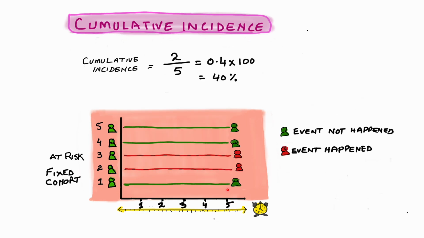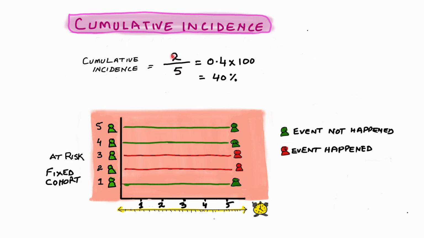In this example, 2 individuals developed a nosocomial infection, so the numerator is 2. The denominator is 5, representing the disease-free individuals who were at risk at the beginning of the study. Therefore, cumulative incidence is 2 divided by 5, which is 0.4 or 40%. This means that the risk of developing a nosocomial infection during the 5-day period is 40%.